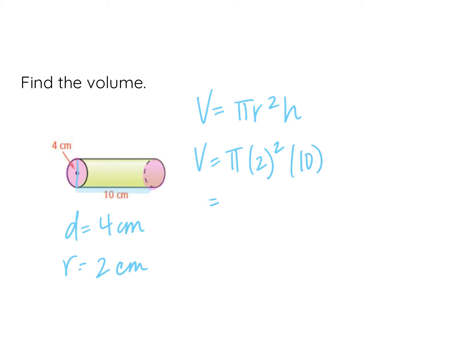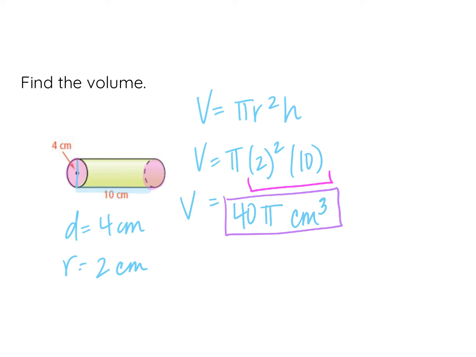Okay, so when we did circles, we talked about exact answers and approximate answers. We can leave the pi in there and work on the rest of the stuff, and pi kind of acts like a variable, even though it's not. But I can do 2 squared, which is 4, times 10, that gives me 40. So I can say that this volume is really 40 pi. Units, because we're in 3 dimensions, is going to be cubic centimeters. Okay, so this is my exact answer.